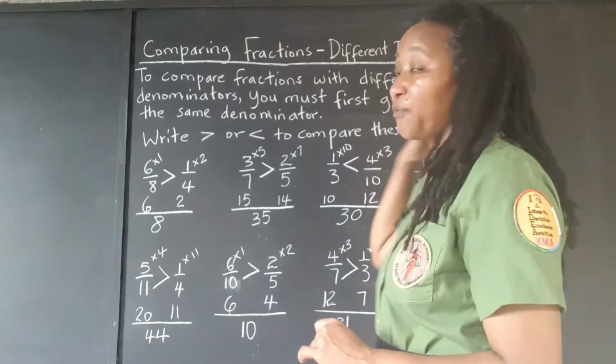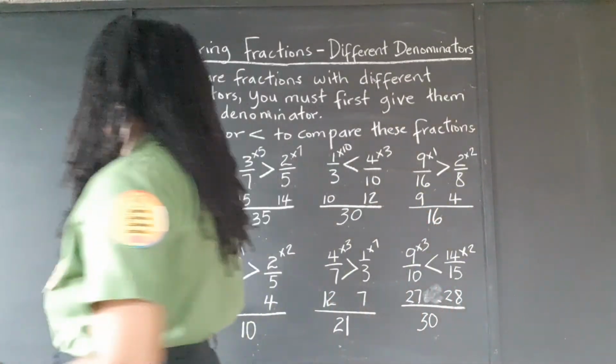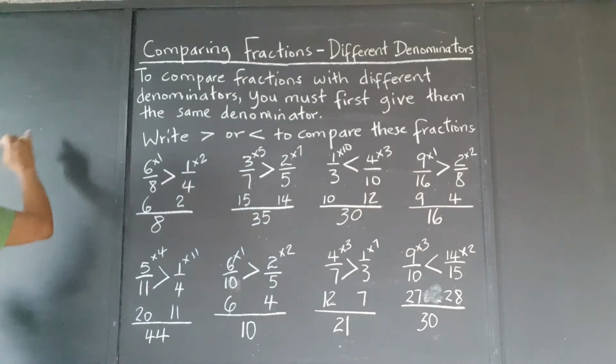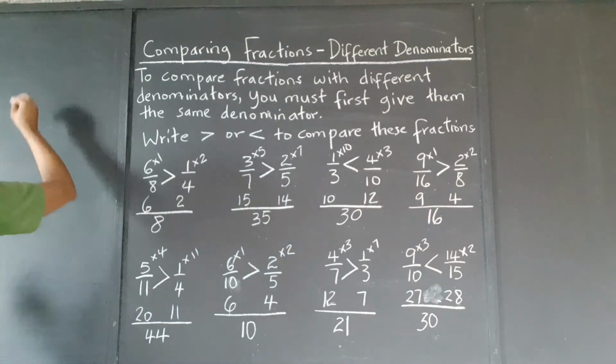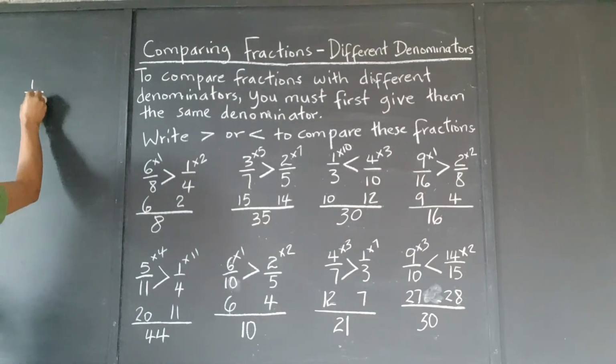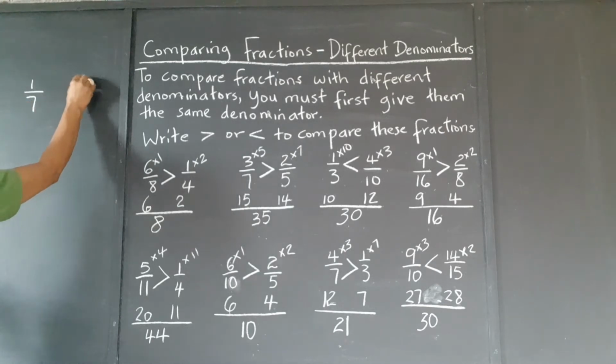Alright? So let's see if we can do some examples of those kinds. Alright, so let's say we have 1/7, 3/4.